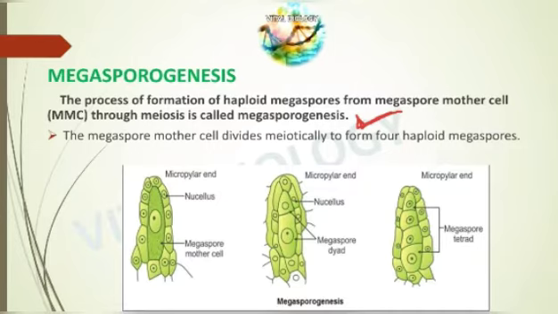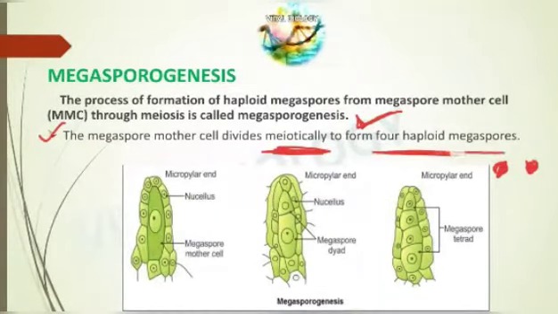Let us see the first point: the megaspore mother cell divides meiotically, not mitotically, to form four haploid megaspores. If there is a meiotic division, then it should form only two cells at first, right? So here the formation is meiotic, not mitotic, and this forms four haploid cells.